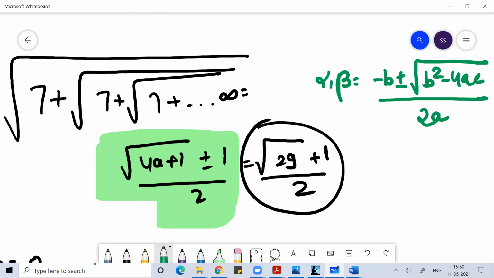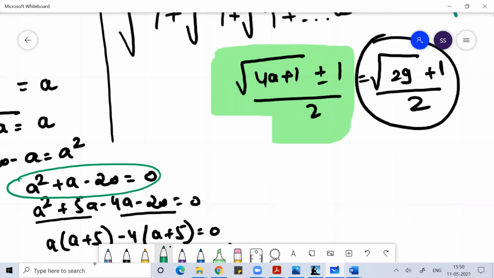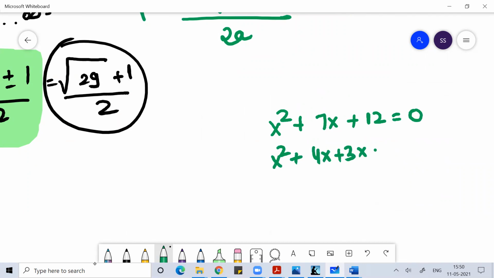You have not studied quadratic equations? No. Then how do you know that I'm splitting? This formula of splitting was there in algebra, in factorization. What happened, Dhwani, when I asked you x square plus 7x plus 12 is equal to 0? You wrote x square plus 4x plus 3x plus 12 is equal to 0.